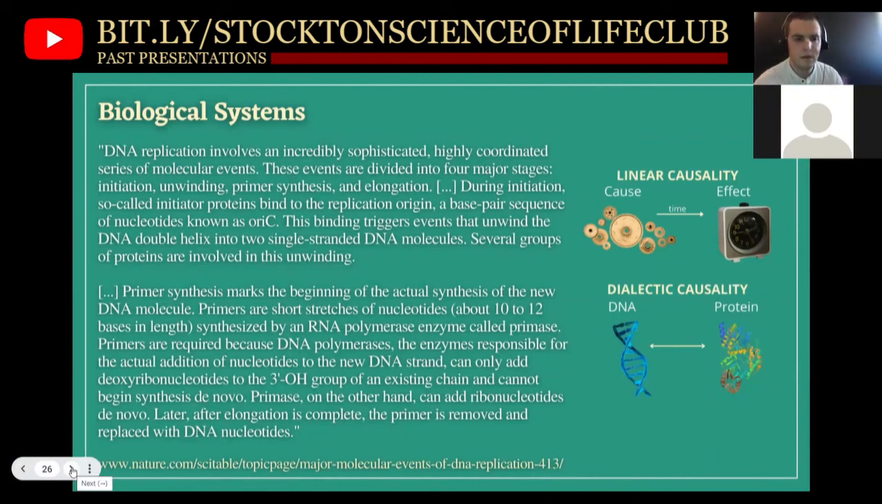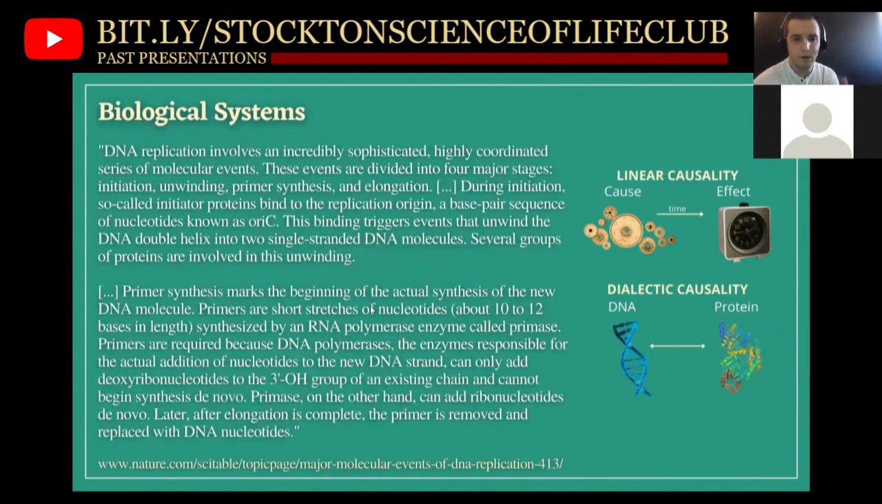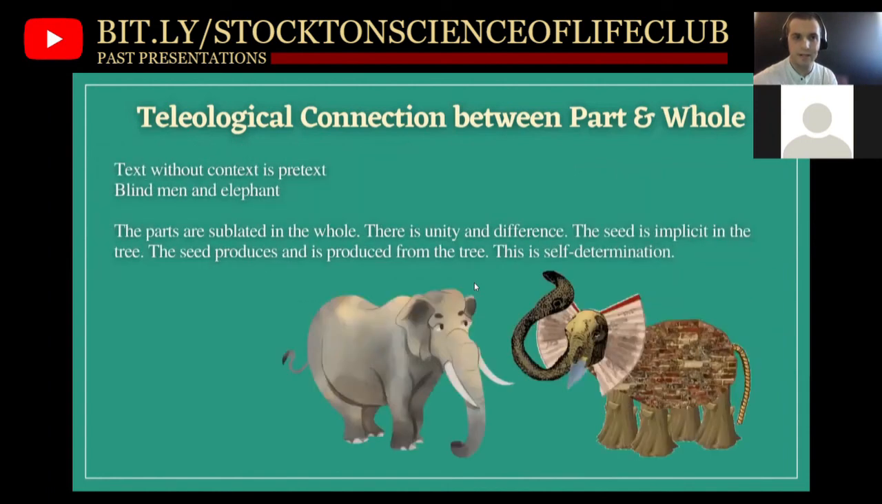Okay. So basically, this last part of the presentation was just showing this dialectic reason that is so inherent to life. We'll just basically close with this last quote, I guess. Abstract understanding tends to think of either a unity or a multiplicity. Pure multiplicity is indicative of the atomic thinking of material reductionism. Pure unity is the indeterminateness of abstract monism. Unity in multiplicity is the comprehensive thinking of dialectic reason. Life has to be comprehended as a process in which its participants are simultaneously both the ends, products, and the production of one another. So this idea of dialectic causality is something which doesn't exist essentially in modern science, but we can see where it is naturally observed, as we just described between DNA and protein.